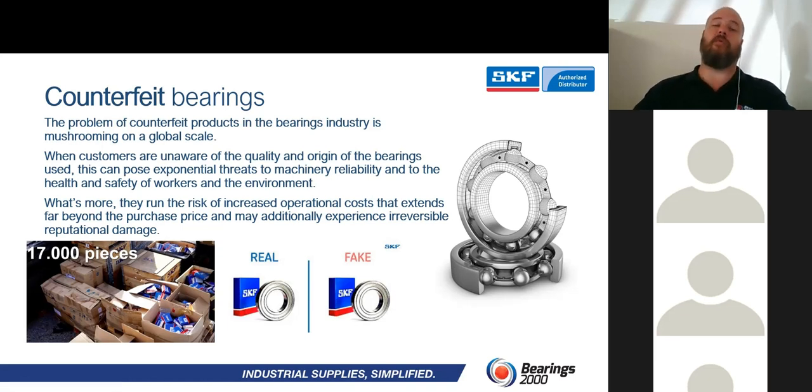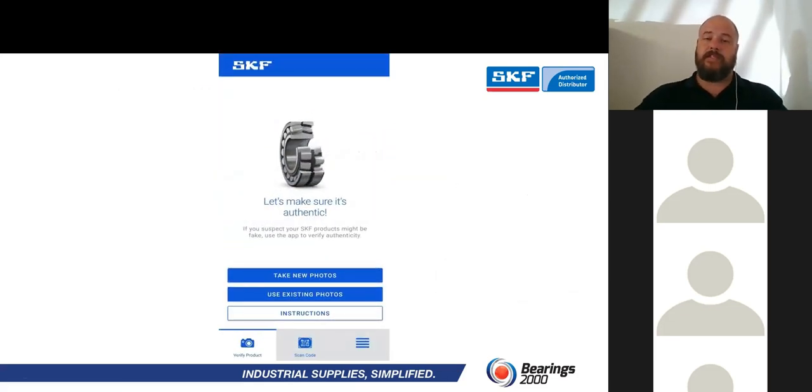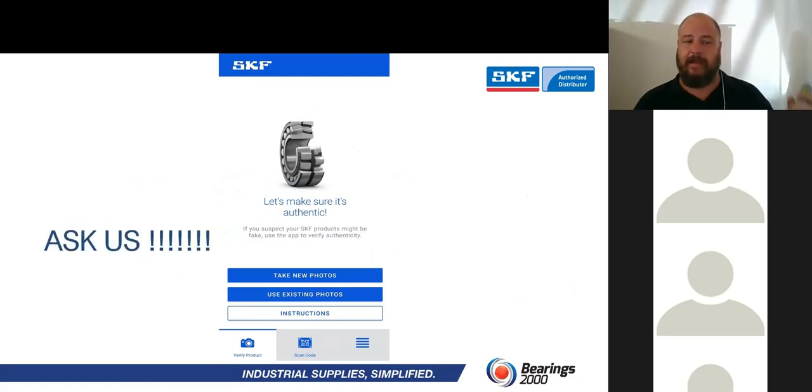There are, of course, other ways to do it as well. When it comes to SKF, download the app. It's called the Authenticate app. You can download it on iOS and Android, of course. Just go have a look at it. You take a photo of the box, the bearing, the part number, the engraving on the bearing and all that. You upload it, and it gives you a report back as to whether you have a counterfeit product or not. All right, so that's one of them.